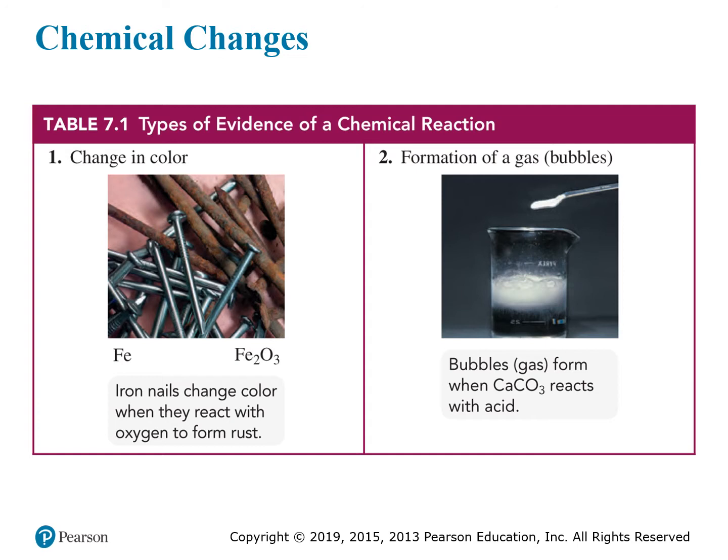So you may have a change in color, like for instance in the tarnishing we discussed before, or in iron nails rusting into this dull reddish-brown rust color. You may see the formation of bubbles, like when you have calcium carbonate react with an acid, it forms CO2 bubbles.